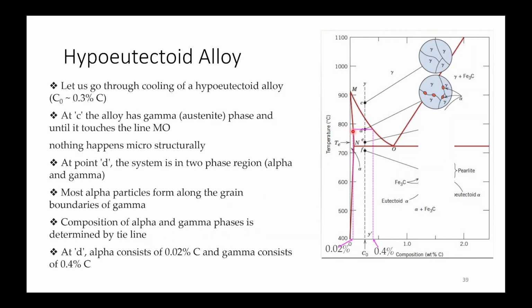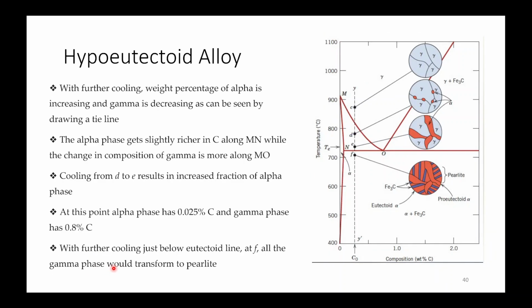So you can make a tie line and get the percentage of carbon, and using that you can find out the percentage. At D, the alpha consists of 0.02% of carbon and gamma consists of 0.4% of carbon. Now after you move below this point, with further cooling, your weight percentage of alpha is increasing and gamma is decreasing. It can be seen here.